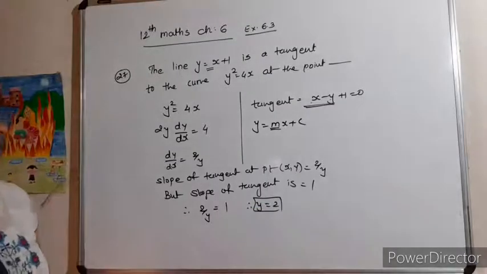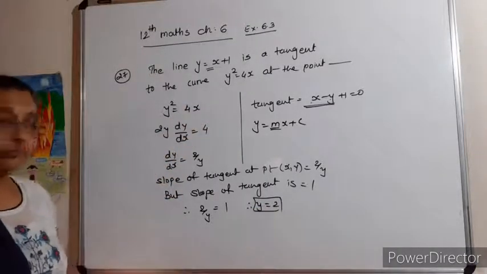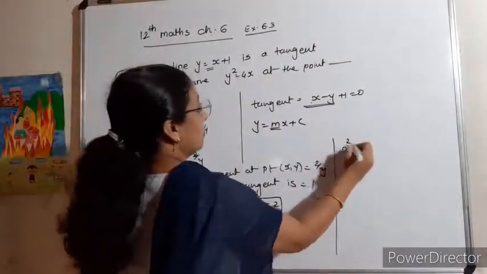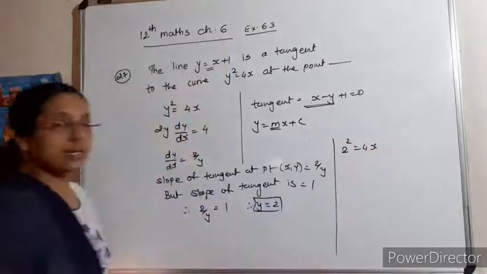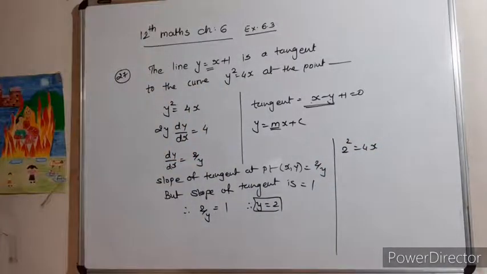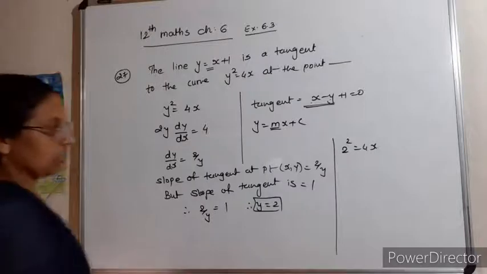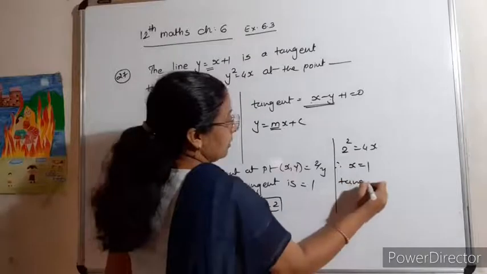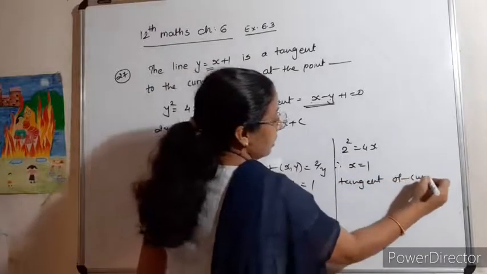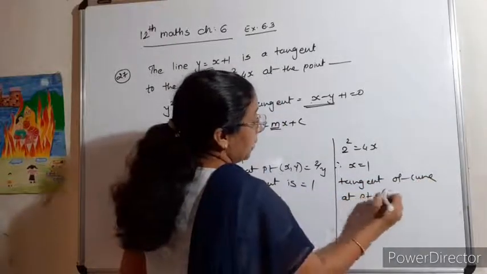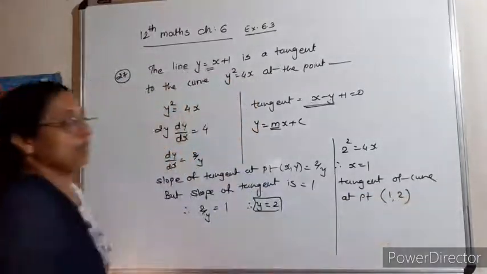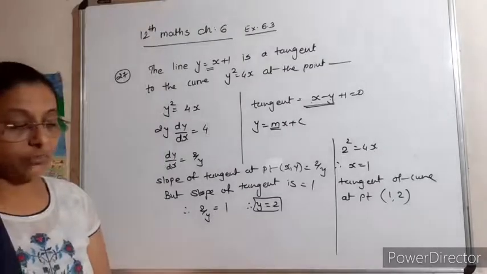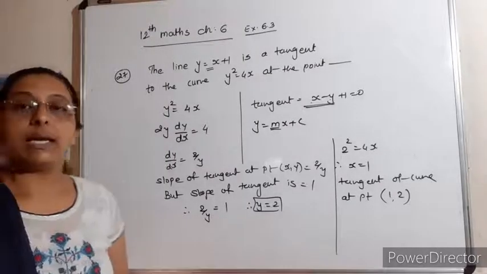If you get y is equal to 2, write it in the curve. So you will get here 2 square is equal to 4x. What is it? At the point x is equal to, what will come? 4 by 4, that is 1. So you can say that therefore x is equal to 1. So the tangent of the curve is at point 1, 2. x equal to 1 and y is equal to 2. So we will get this 1, 2 and that is option A.